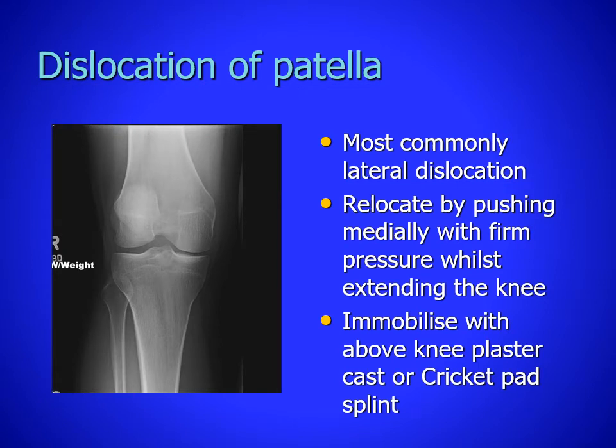On this image you can see a laterally displaced patella with a corresponding X-ray on the other side. Lateral displacement is the most common direction of patellar dislocations. To relocate the patella, you extend the knee whilst pushing the patella medially. Following successful reduction, the knee is immobilized in full extension. This can either be achieved by applying an above-knee plaster cast or a cricket pad splint.